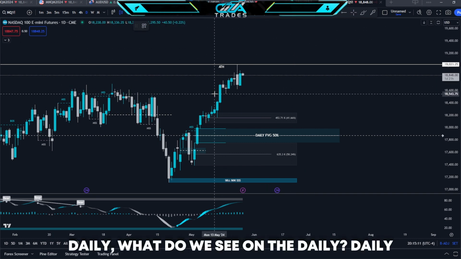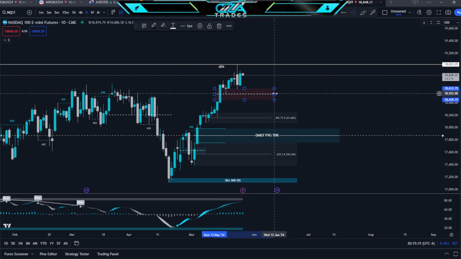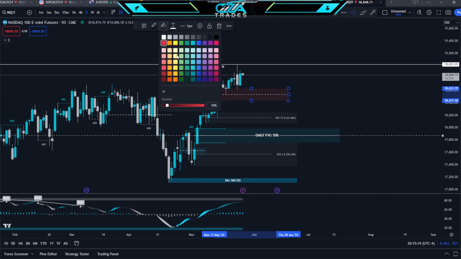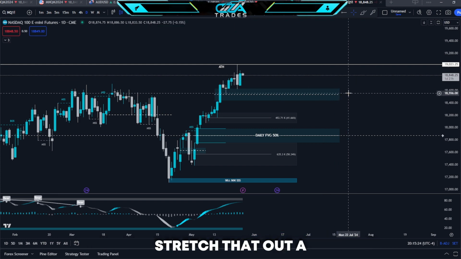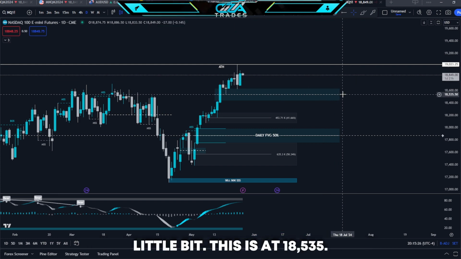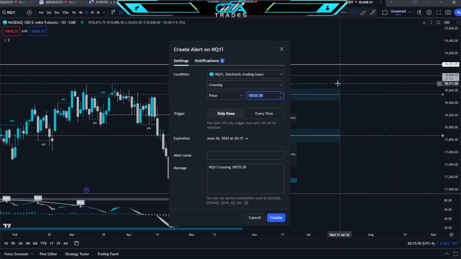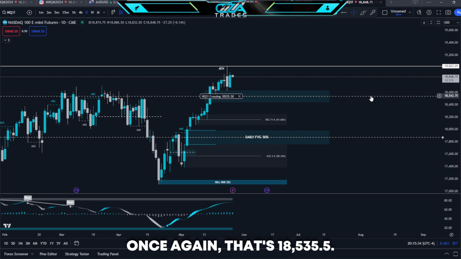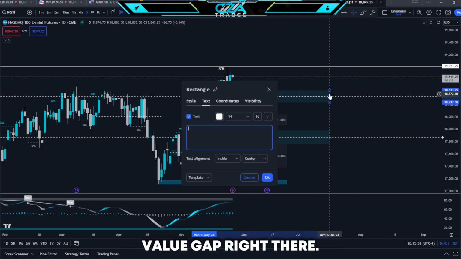Daily, what do we see on the daily? Daily, we have this fair value gap over here. We're going to color that blue. Let's stretch that out a little bit. This is at 18,535. We're going to set an alert right there. Once again, that's 18,535.5. That's a daily fair value gap right there.